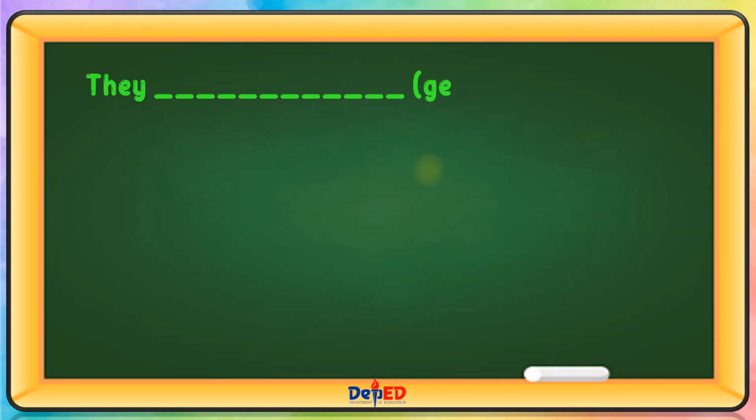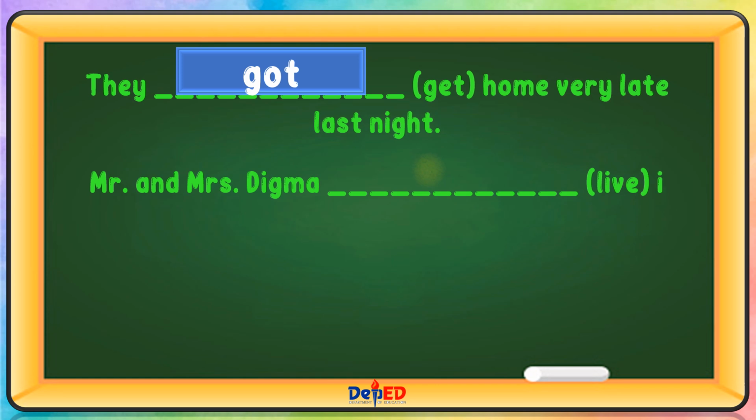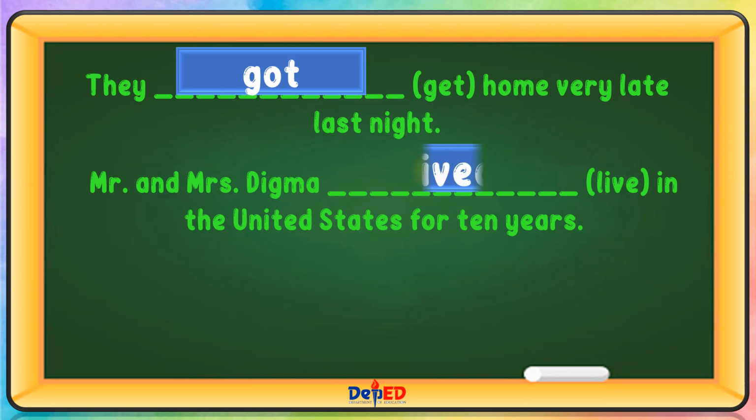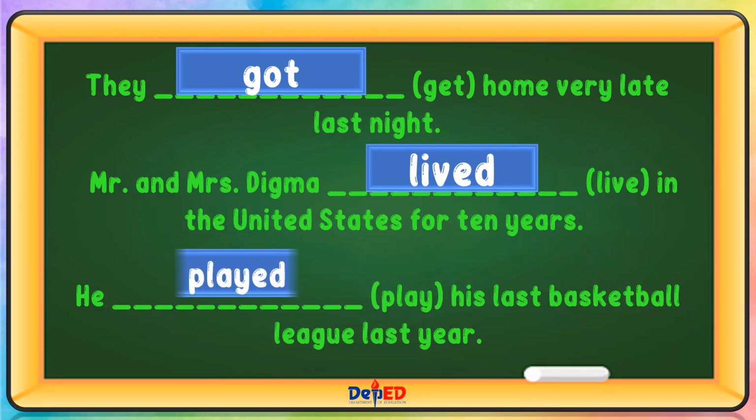They blank home very late last night. The answer is got. Mr. and Mrs. Digma blank live in the United States for 10 years. The answer is lived. He blank his last basketball league last year. The answer is played.